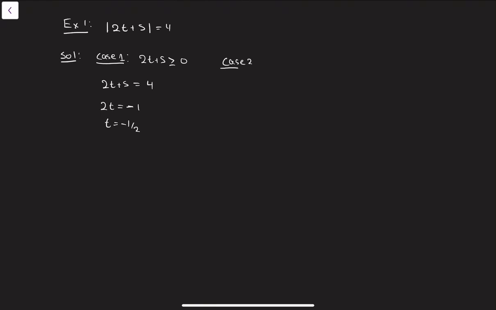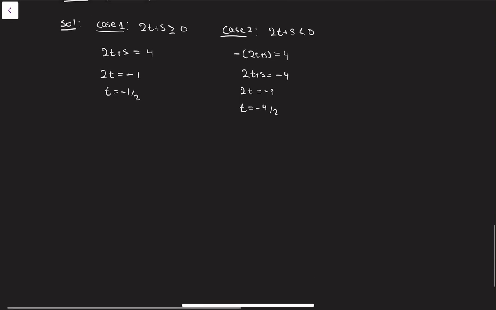Case 2. We're going to have 2t plus 5 is less than 0. In this case, we'll put a negative in front of 2t plus 5 is equal to 4. We'll take the negative to the other side, so 2t plus 5 is equal to negative 4. 2t is equal to negative 9. Minus 5, minus 4 is equal to negative 9. And in this case, t is equal to negative 9 over 2.